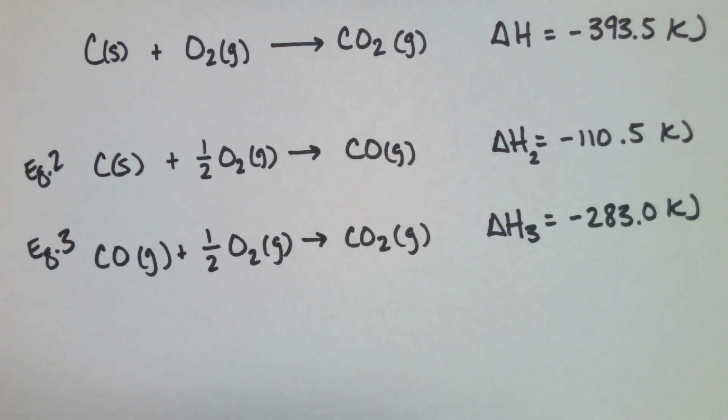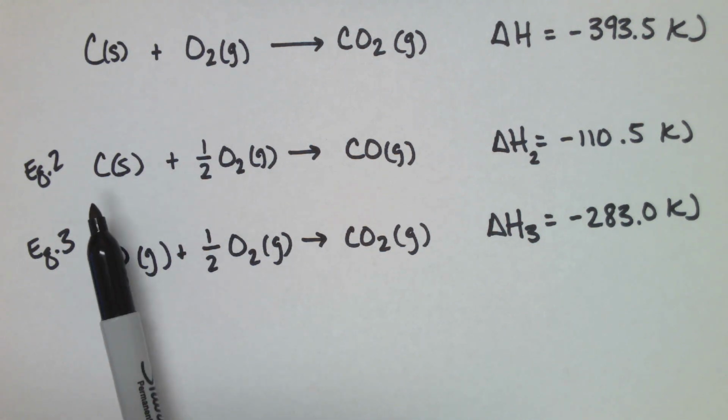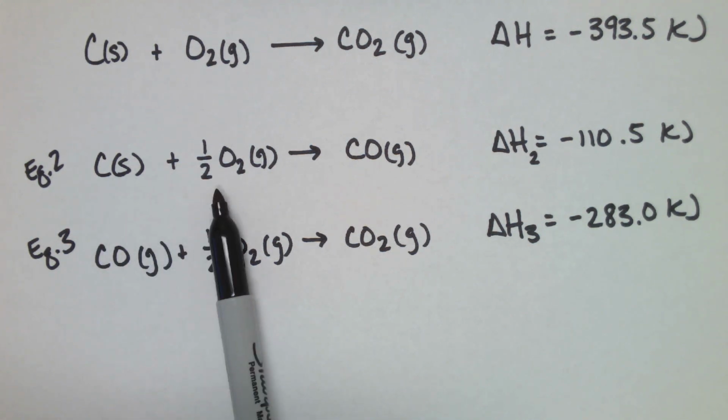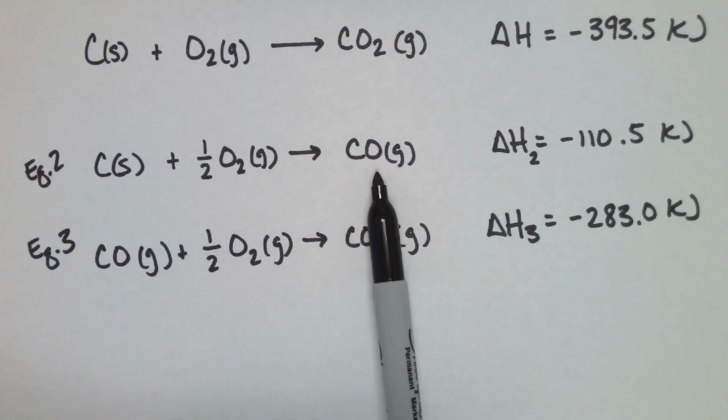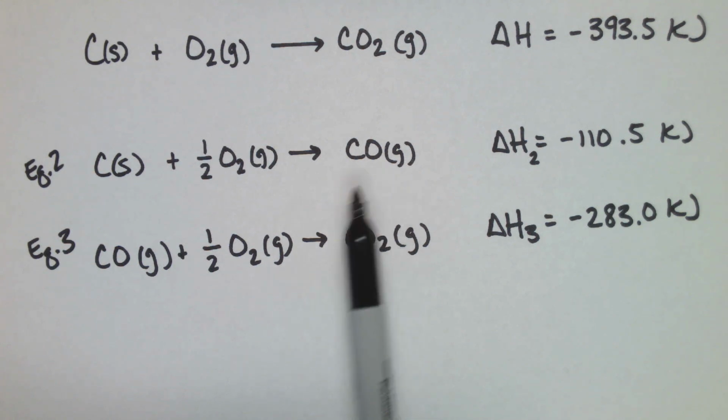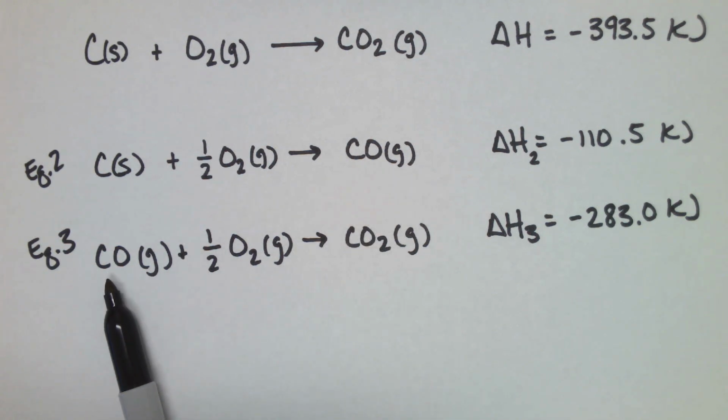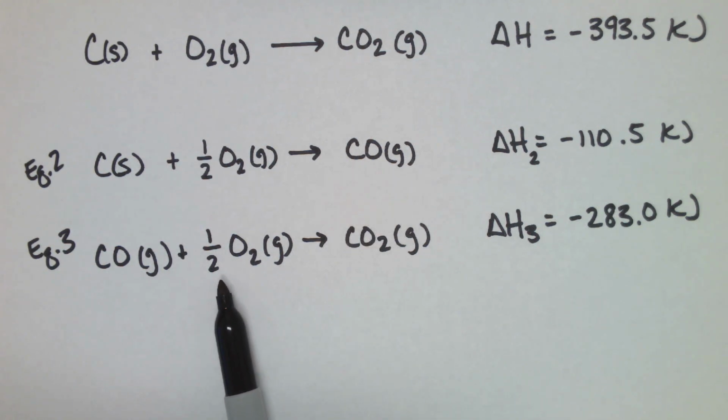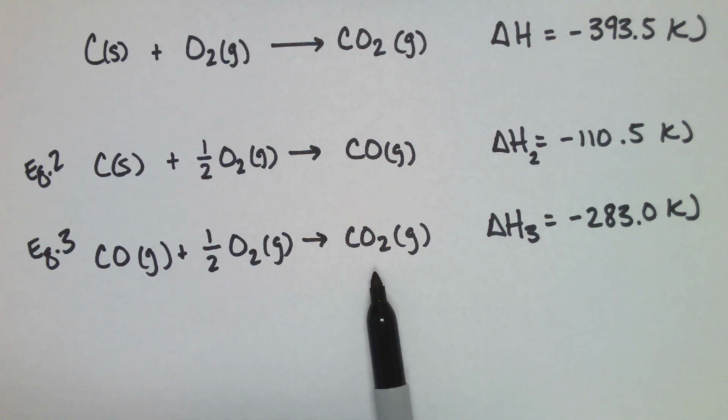But notice the second set of equations. 1 mole of carbon reacts with half a mole of oxygen gas to yield 1 mole of carbon monoxide. Then, in equation 3, 1 mole of carbon monoxide reacts with half a mole of oxygen gas to yield 1 mole of carbon dioxide.